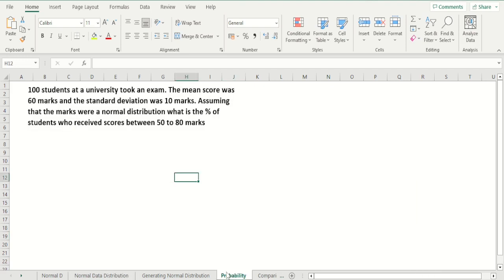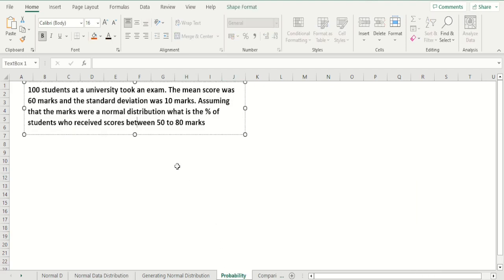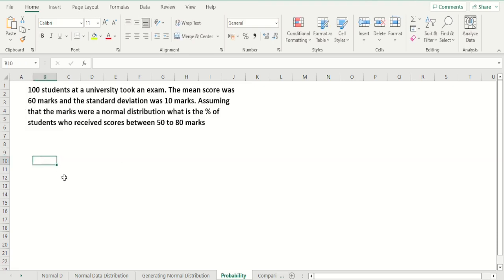The example is, there are 100 students that took an exam. The mean score was 60 marks and the standard deviation was 10 marks. Assuming that the marks were a normal distribution, which is the central assumption here, what is the percentage of students who received scores between 50 and 80 marks? So how do we solve for this? First, we need to know the corresponding z-scores. First of all, we'll plot out this normal distribution just like we did in the previous example, following which we will look at the z-scores, and from the z-scores we can then calculate the next thing, which will be probability.